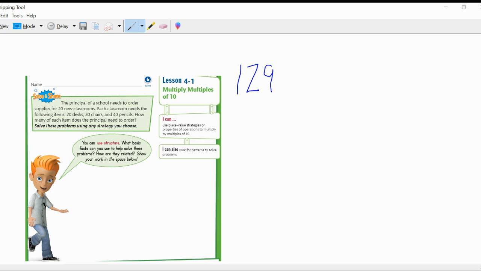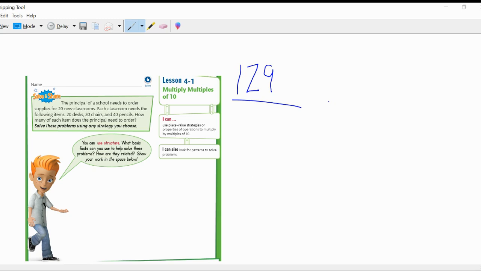All right, boys and girls, this is lesson 4.1, which is multiply multiples of 10. And this is on page 129. I wrote it down for you right here. I apologize for my writing because I'm doing it with a mouse right now. So it's not the best, but we're going to get through it.